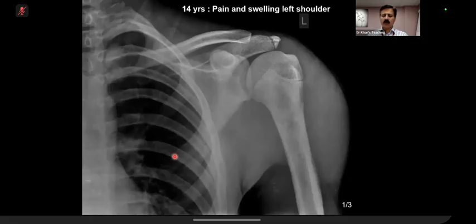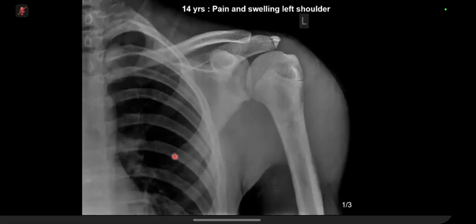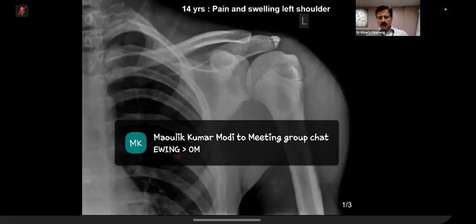Over to candidate 3. So in the left shoulder, there's a large soft tissue component surrounding the proximal humerus with abnormal medullary density. There also appears to be some scalloping of the lateral humerus. So in a 14-year-old, and in this region, I'll be concerned about an osteosarcoma, given the large soft tissue components. And you will do an MR, right?